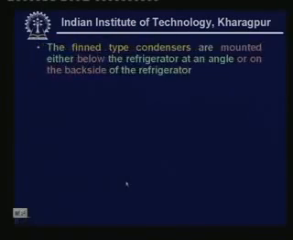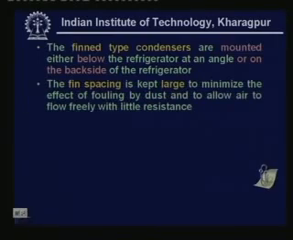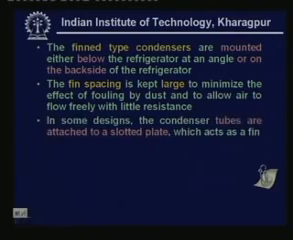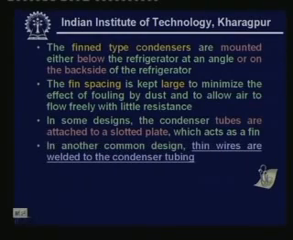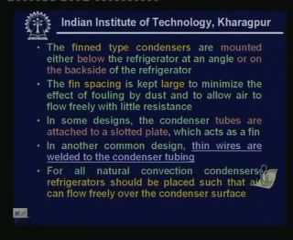Now, let us look at fin type of condensers. The fin type of condensers are mounted either below the refrigerator at an angle or on the back side of the refrigerator. The fin spacing is kept large to minimize the effect of fouling by dust and to allow air to flow freely with little resistance. This is required because you are relying on buoyancy induced effect. In some designs, the condenser tubes are attached to a slotted plate which acts as a fin. In another common design, thin wires are welded to the condenser tubing. This you must have seen in the older type of refrigerator.